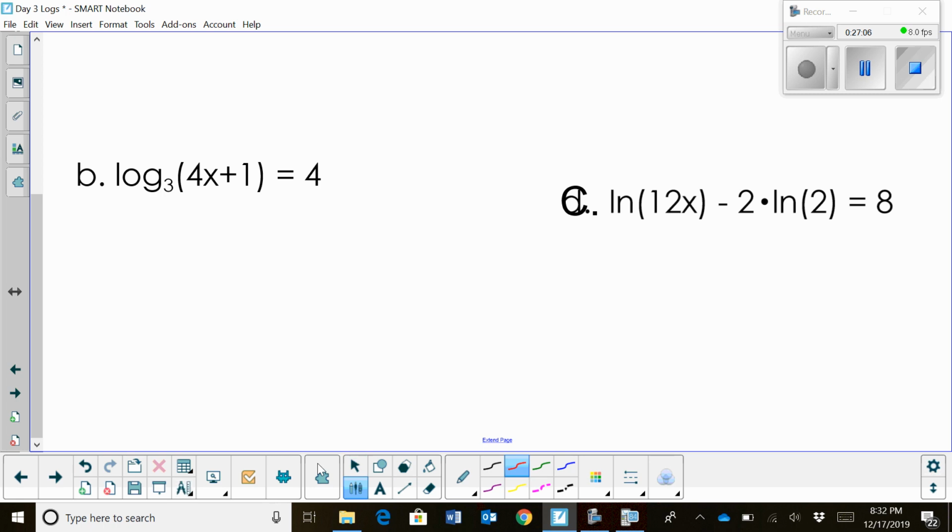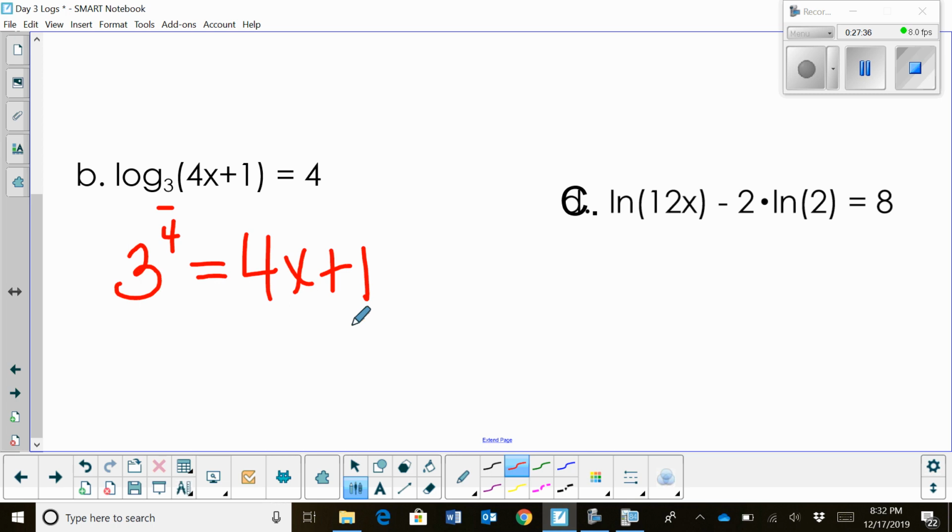Okay, so now let's look at the second type of problem. We have a log base 3 of 4x plus 1 is equal to 4. We don't have logs on both sides to cancel out. So what do we have to do? We have to rewrite this from log to exponential. So what's our base? And our base is 3. So 3 to the 4th power, because remember a log is always equal to the exponent, is equal to 4x plus 1.